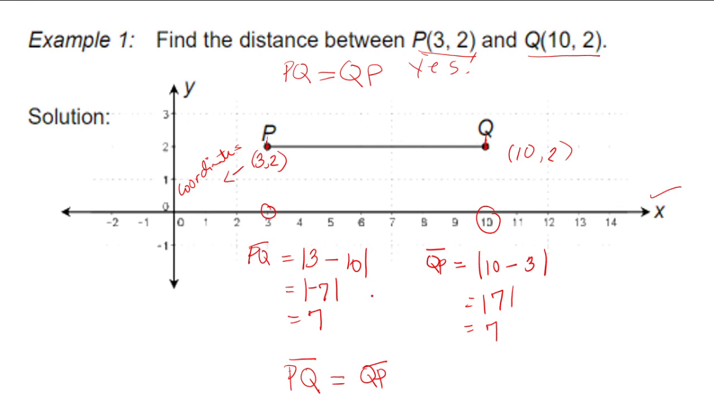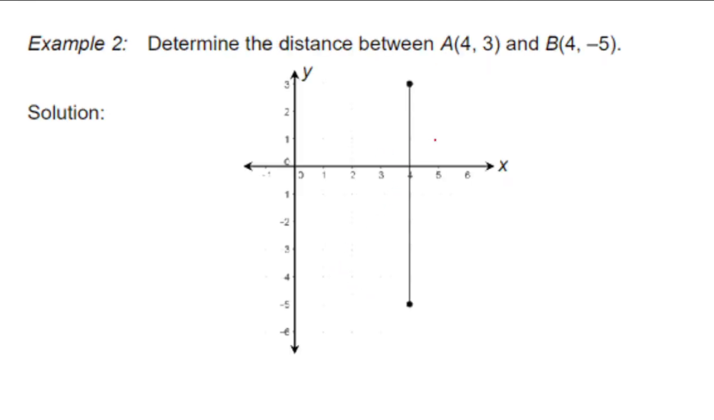Next, determine the distance between A and B. Nasaan si A dyan? A is 4 and 3. So, 4, ayun si 4, tapos 3. So, this is A. And then we have B, 4 and negative 5. So, anong distance nilang dalawa?